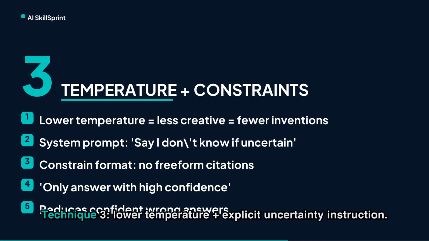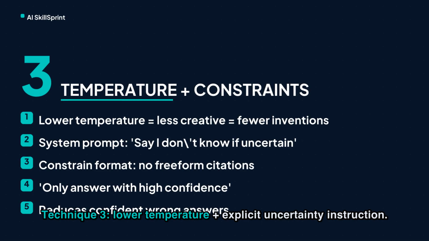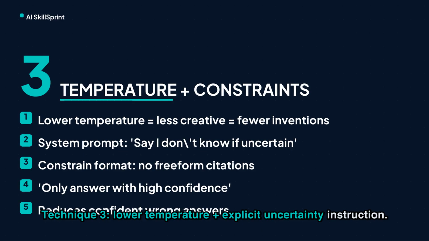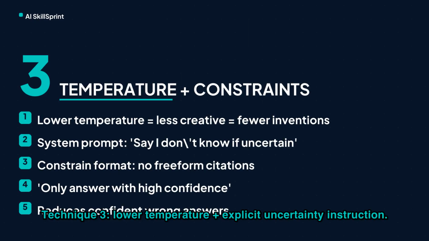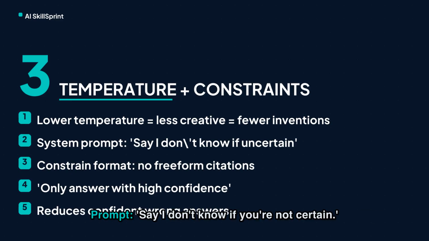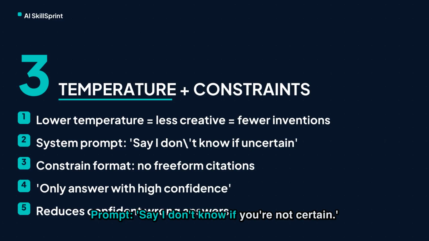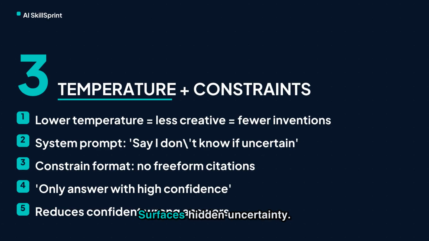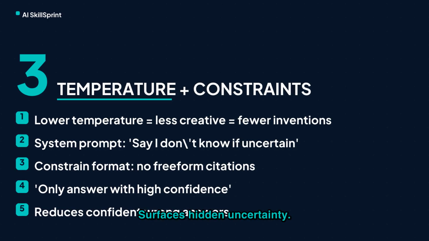Technique 3. Temperature and output constraints. Temperature controls how creative or random the model's output is. Lower temperature means the model sticks to higher probability output, which generally means more conservative, less invented answers. Output constraints help too. Tell the model to say, "I don't know," if it isn't confident, or to only answer questions where it has high confidence. Adding uncertainty language to your system prompt, "If you're not certain, say so explicitly," helps surface uncertainty that would otherwise be buried.